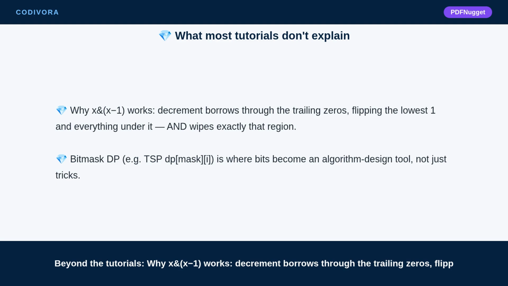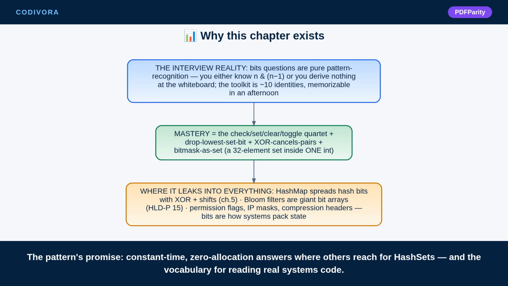and wipes exactly that region. Bitmask DP, e.g. TSP, DP mask, is where bits become an algorithm design tool, not just tricks. The patterns promise constant time, zero allocation answers where others reach for hash sets, and the vocabulary for reading real systems code. Here's how it flows on screen.